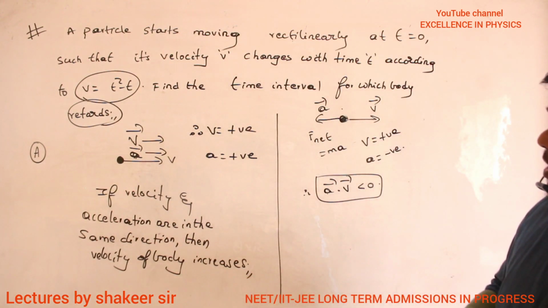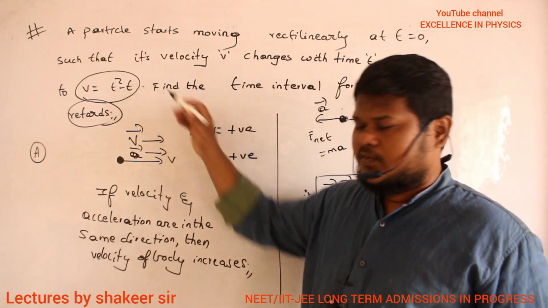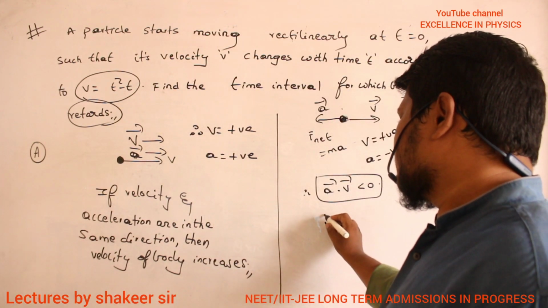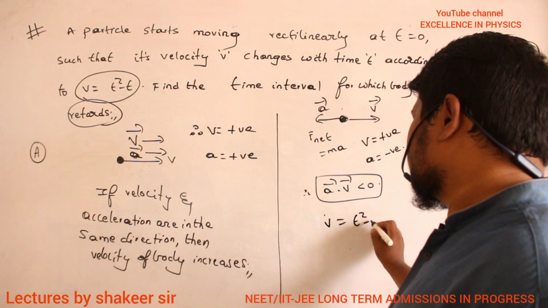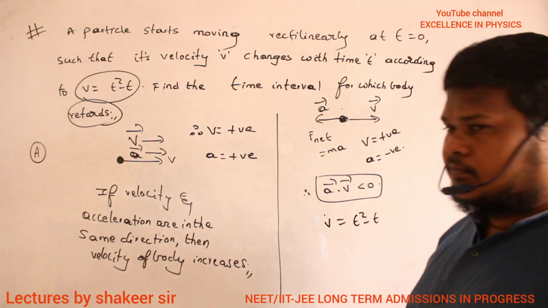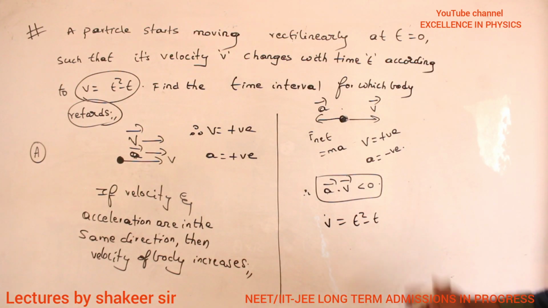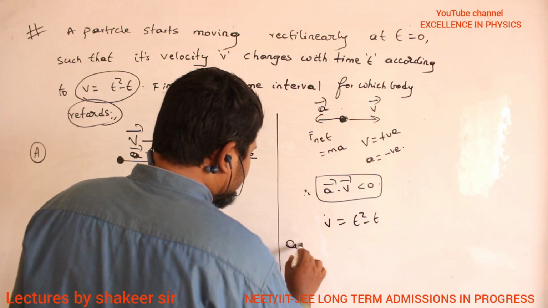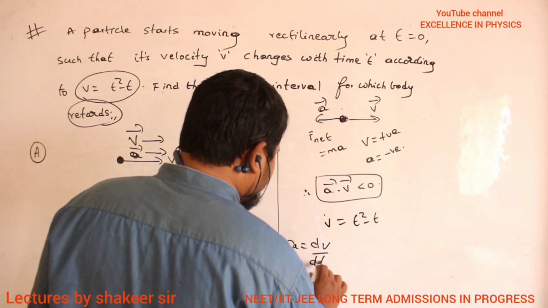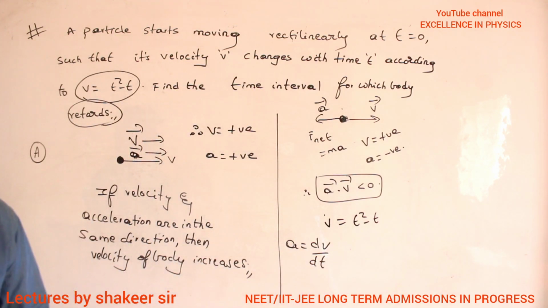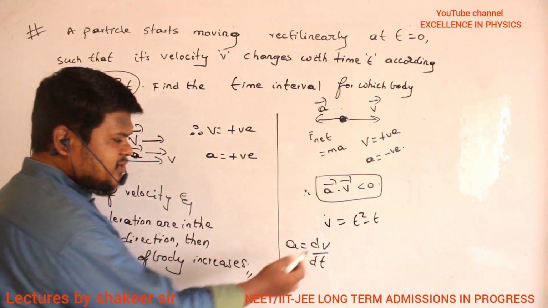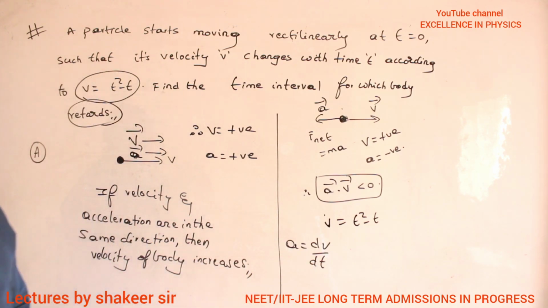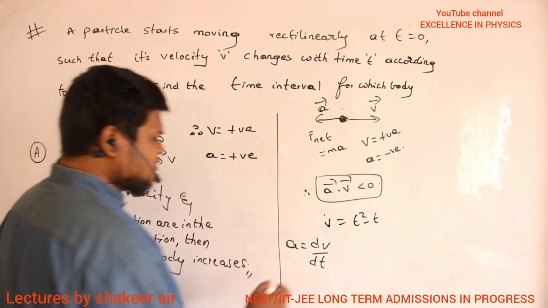Now the velocity vector is already given. What is the velocity vector? Velocity vector is equal to t square minus t. Then how can you calculate acceleration? dv divided by dt is nothing but acceleration. Change in velocity with time is acceleration. It means you are supposed to differentiate this velocity with respect to time, and you will get acceleration.